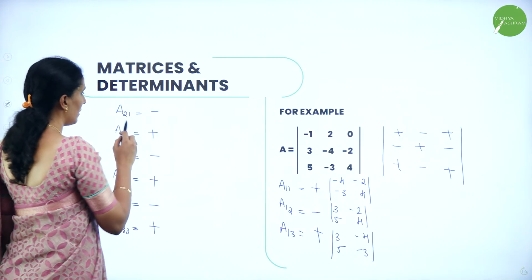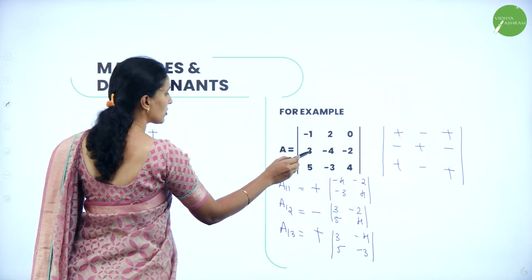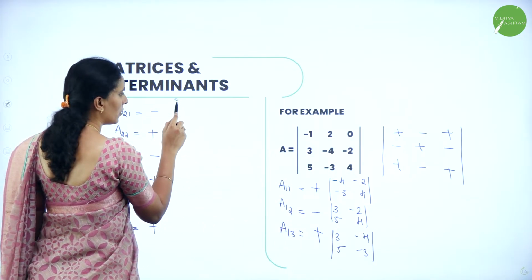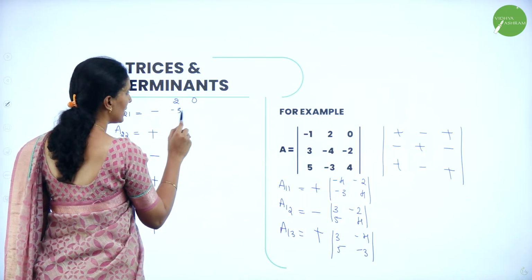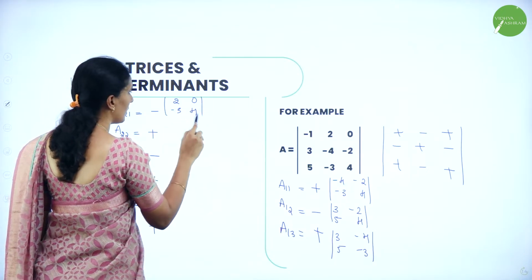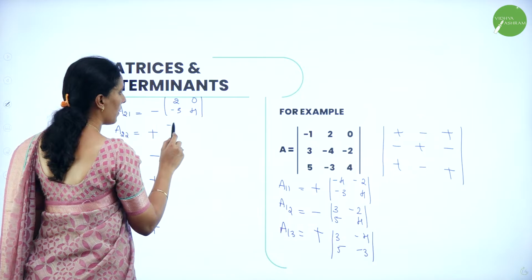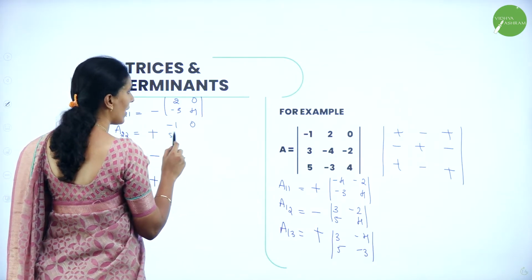Let's check it for the other elements. 2, 1 means second row, first column element. Delete the column, delete the row. You have 2, 0, minus 3, 4 inside the determinant. Next, minus 4. Delete the column, delete the row. Minus 1, 0, 5, 4.